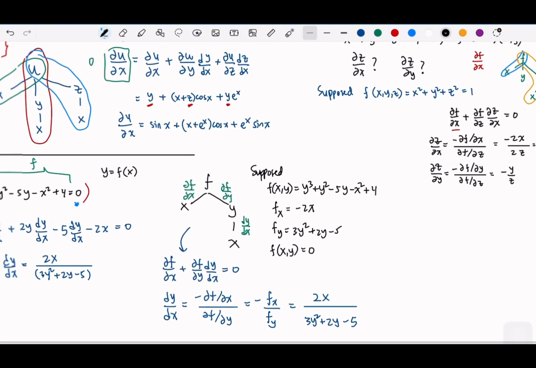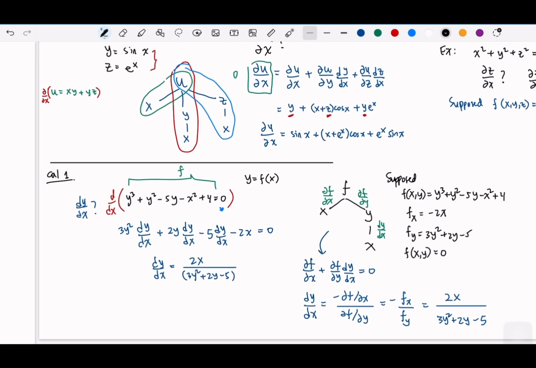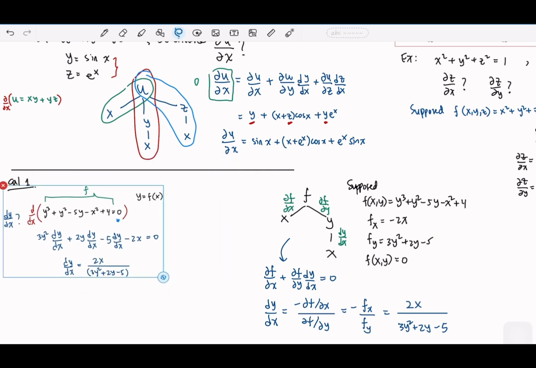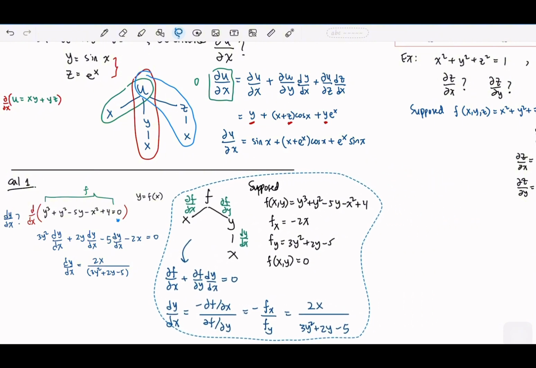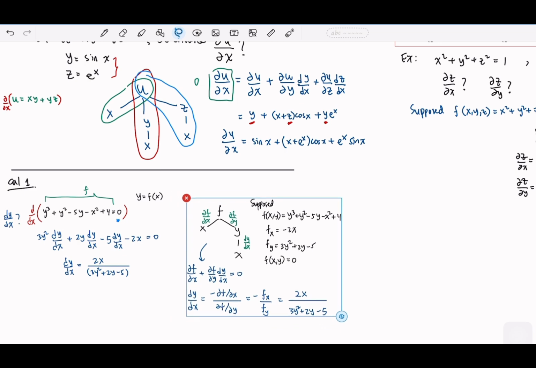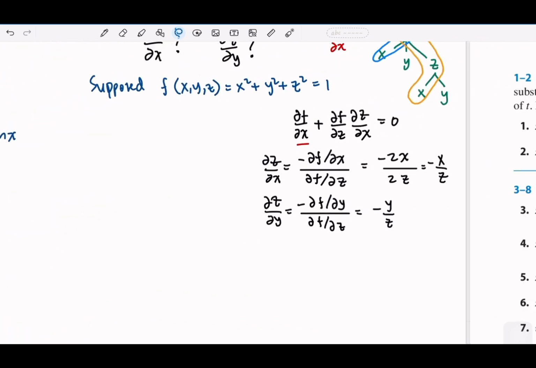Let me make it smaller first, this part. Okay, wait for a while. Okay.